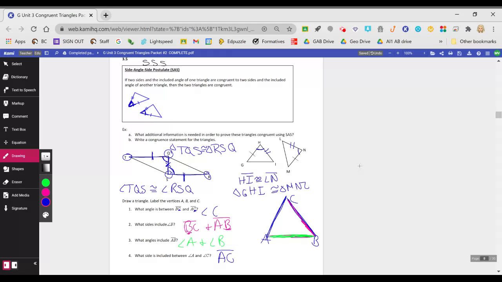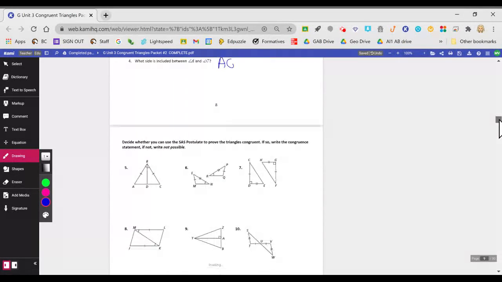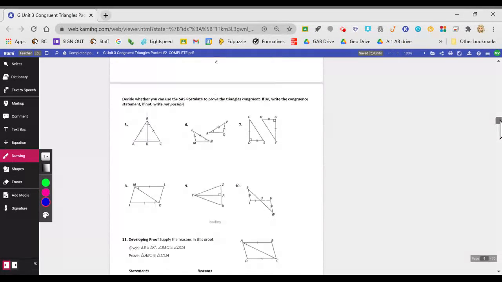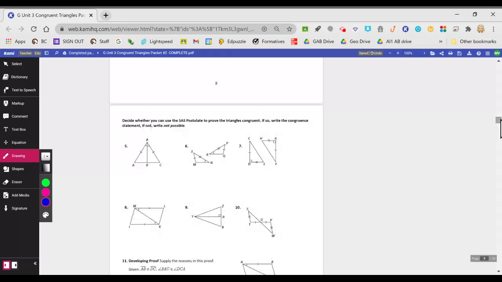So now, continuing on. Decide whether you can use SAS to prove the triangles congruent. If so, write the congruence statement. If not, write not possible. So number 5, I have AB is equal to BC, and I have these two angles up here. What I need to remember for 5 is that BD is congruent to itself. So this one is a yes.